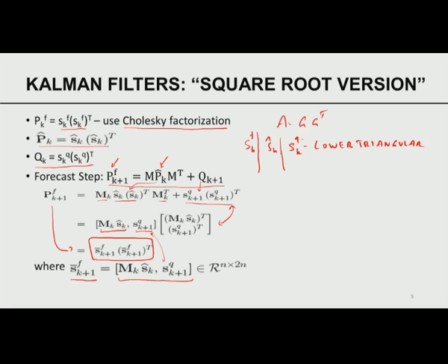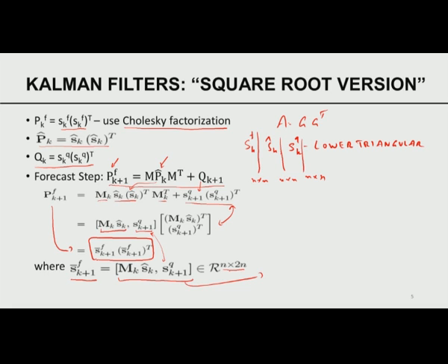Each of these equations, they are all n by n. However, this equation that describes the square root of the covariance of the forecast is unfortunately a matrix of size n by 2n. N by 2n is not a square matrix, it is a rectangular matrix. It has doubled the number of columns as the rows.